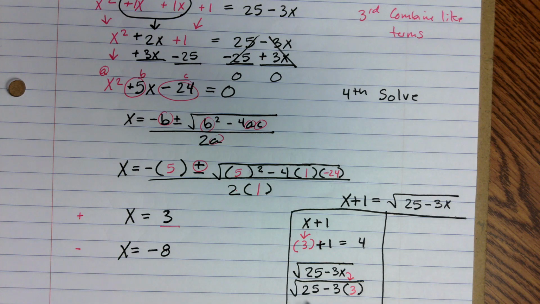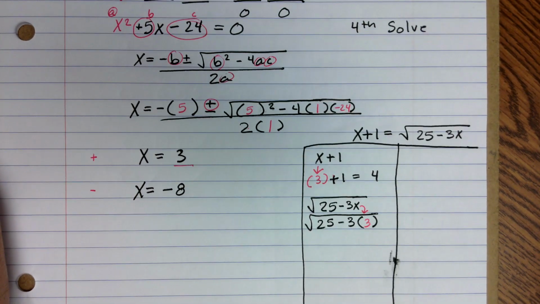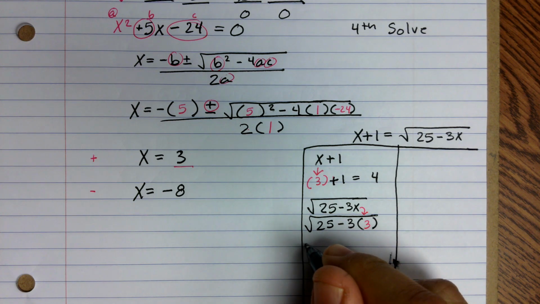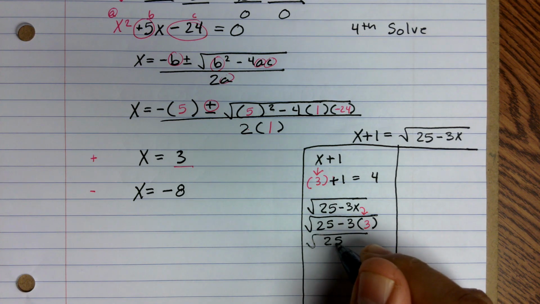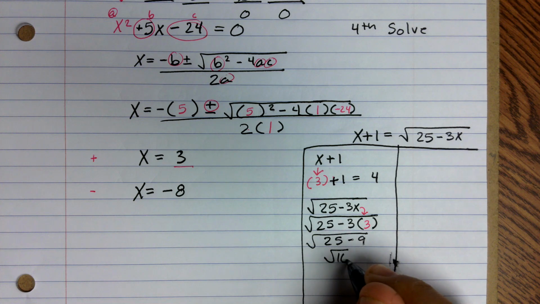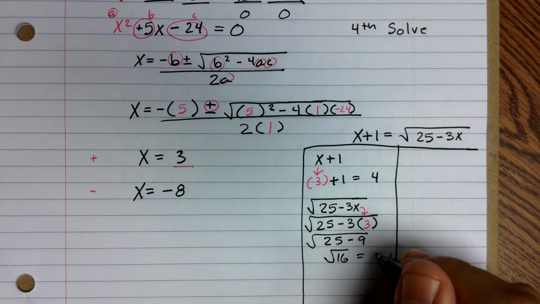Now if I do the math here, and I'm going to move my camera down just a little bit, you're going to see that 3 times 3 is going to give me 9. So this really becomes the square root of 25 minus 9. And 25 minus 9 is going to leave me with 16. So it's the square root of 16. And if I put this in the calculator to evaluate it, the square root of 16 is going to be 4.